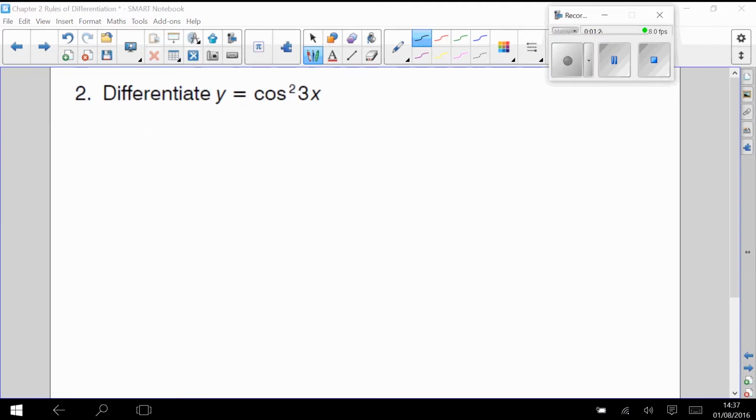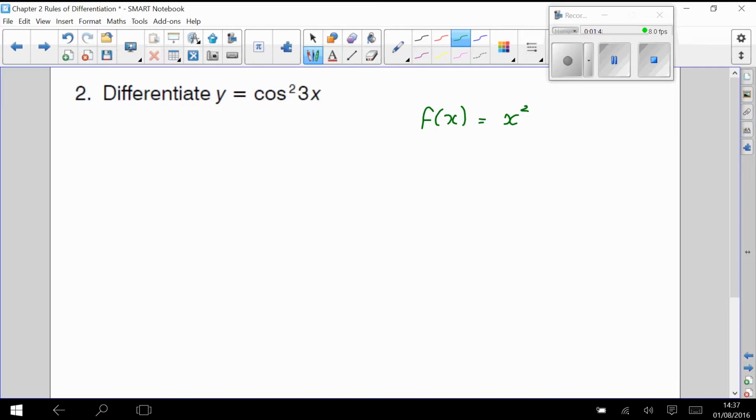Once again, in this example, I've got a composite function. This time, instead of two functions, this composite function is made up of three functions. So let's see what my functions are going to be. My outside function is my function f of x, and that's the function that I'm going to call x squared.